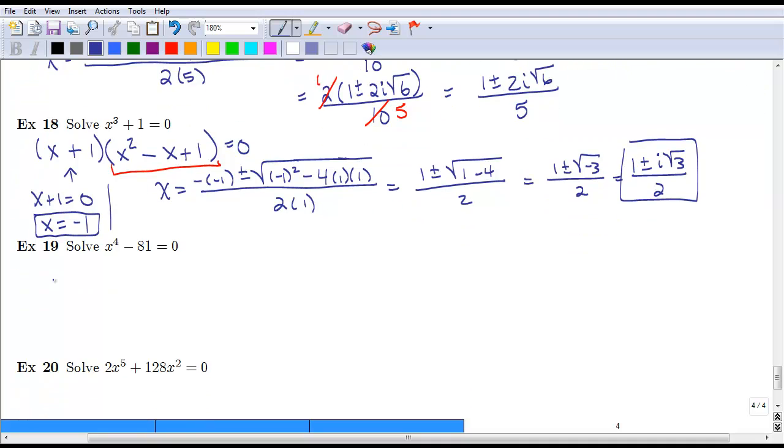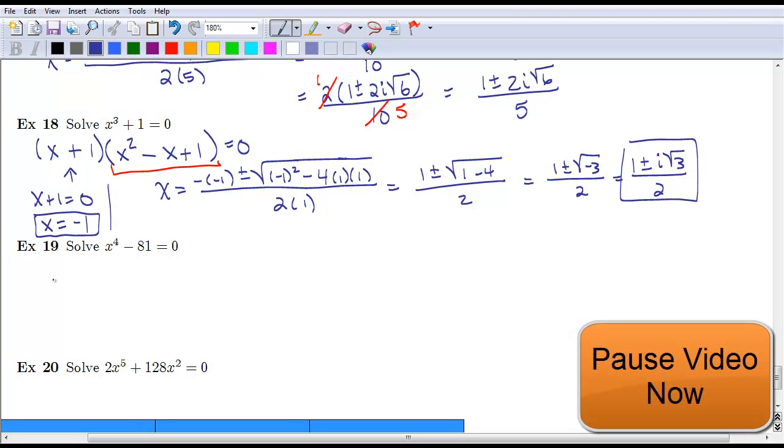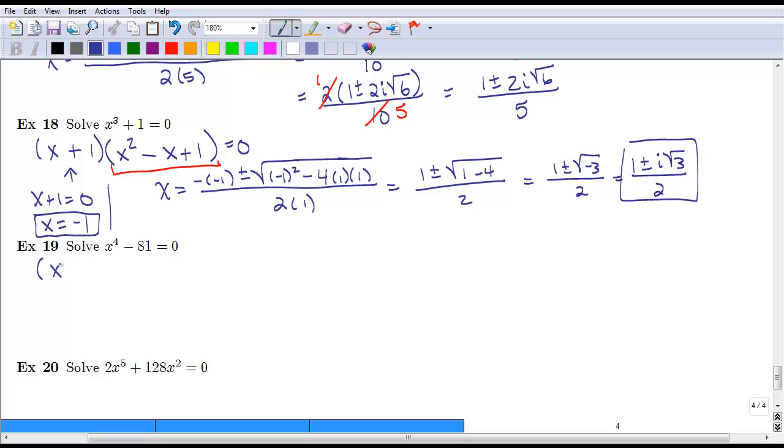So our last 2 examples here. Take a second here, see if you can factor x to the 4th minus 81. Keep in mind that it is in quadratic form. You've got x to an even power. So you should see that this factors to be x squared minus 9, x squared plus 9.